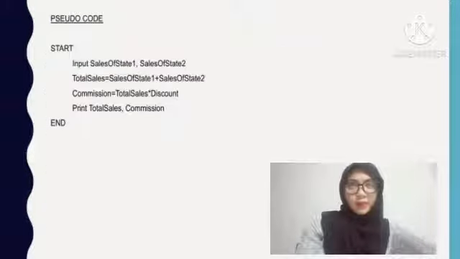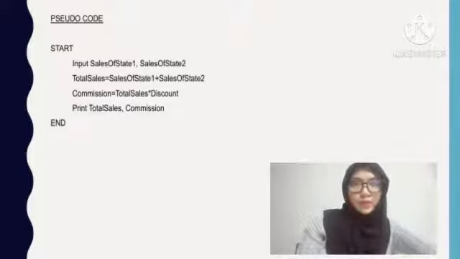This is the pseudocode. Start. Input sale of state 1, sale of state 2. Total sale equals sale of state 1 plus sale of state 2. Commission equals total sale multiplied by commission rate. Print total sale and commission, and end.